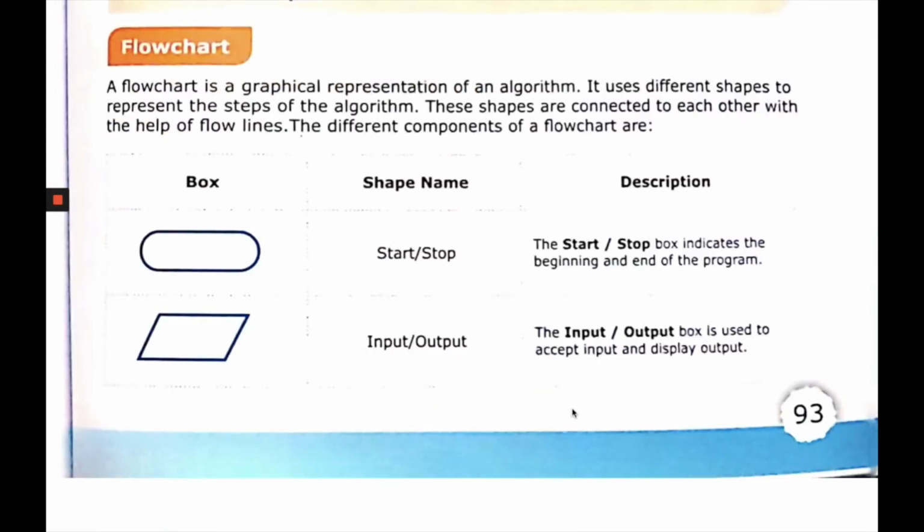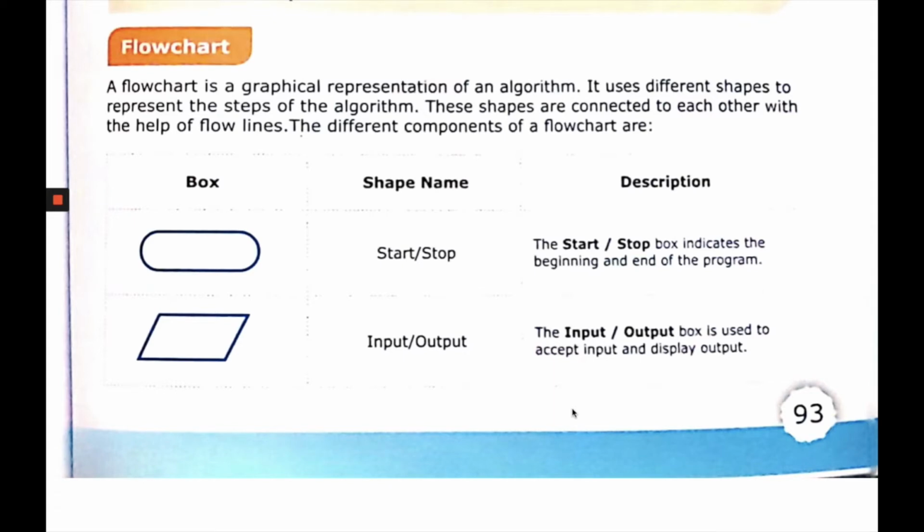Now let's discuss flowchart. A flowchart is a graphical representation of an algorithm. It uses different shapes to represent the steps of the algorithm. These shapes are connected to each other with the help of flow lines. The different components of a flowchart are as follows. That is, a flowchart is used to represent the algorithm in a graphical manner. It uses different types of shapes to show the different steps for the algorithm. These steps are connected with the help of flow lines.